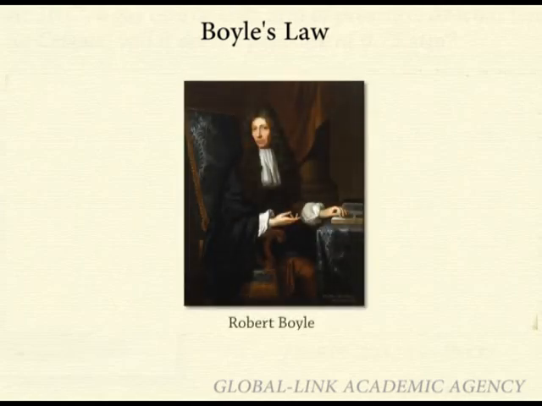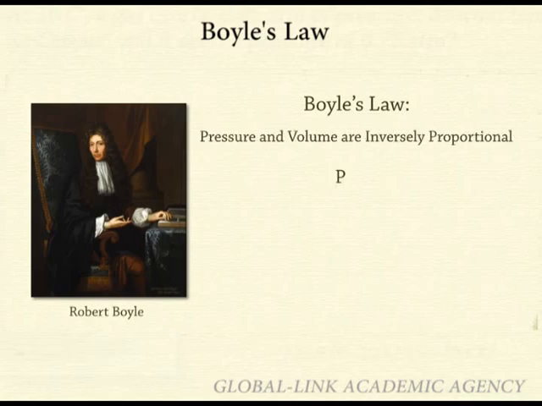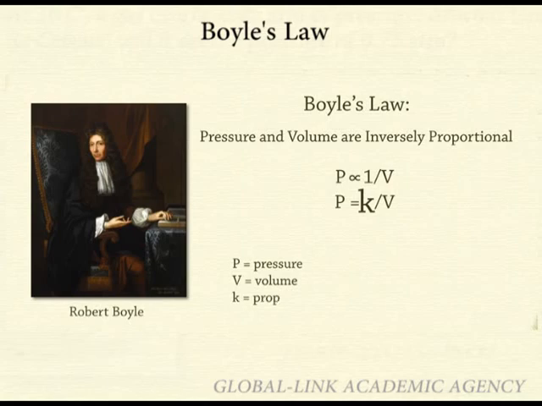Robert Boyle stated the relationship between pressure and volume as a gas law. Boyle's law says that for a given mass of a gas at constant temperature, pressure and volume are inversely proportional. P is inversely proportional to 1 over V. Mathematically, P is equal to K over V, where P is the pressure, V is volume, and K is a proportionality constant. We can rearrange this equation so that it reads PV is equal to K, or the product of pressure and volume is a constant, K.